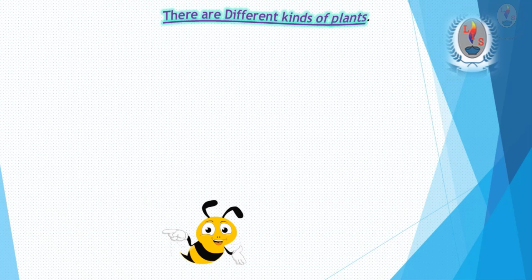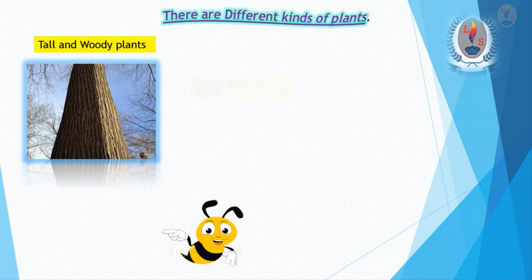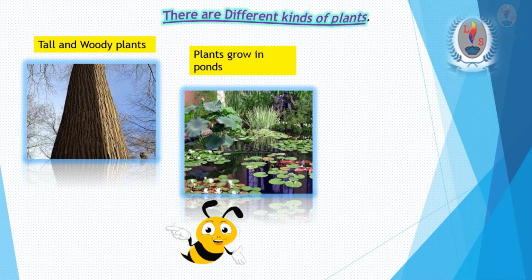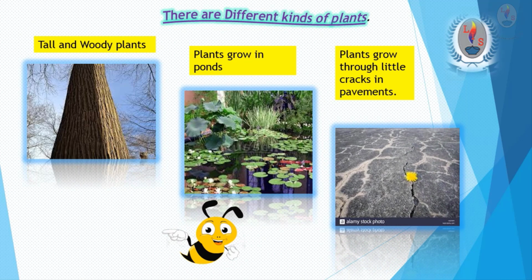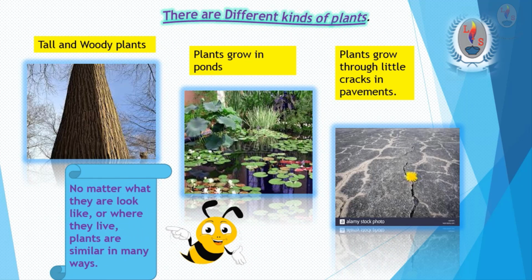There are different kinds of plants. Children, in this picture you can see tall and woody plants. In this picture you can see plants grow in ponds. In this picture you can see plants grow through little cracks in pavements. So children, there are tall and woody plants, some plants grow in water, and some plants grow through little cracks in pavements. So children, there are different kinds of plants. No matter what they look like or where they live, plants are similar in many ways.